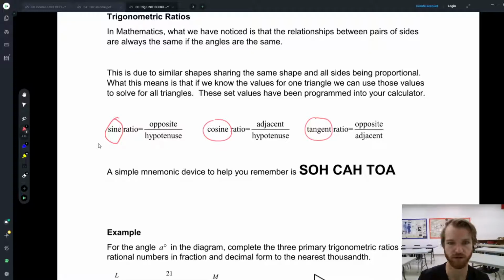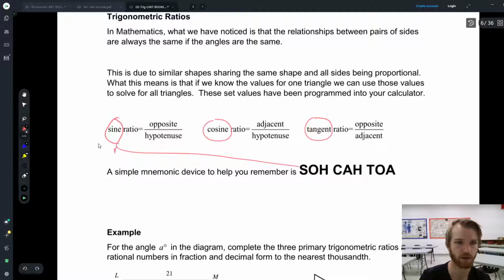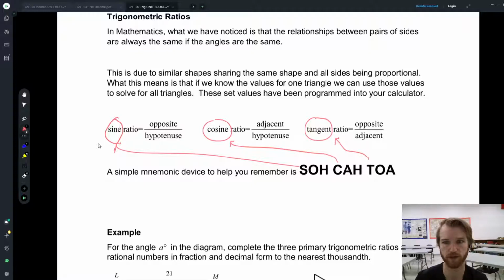S stands for sine. The C in this one stands for cosine, and the T in this one stands for tangent. And all the other letters are just the sides that we just talked about. So sine is opposite over hypotenuse, OPP for opposite over hypotenuse. Cosine is adjacent over hypotenuse. And tangent is opposite over adjacent.